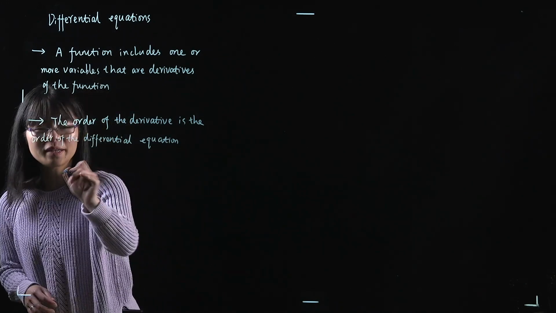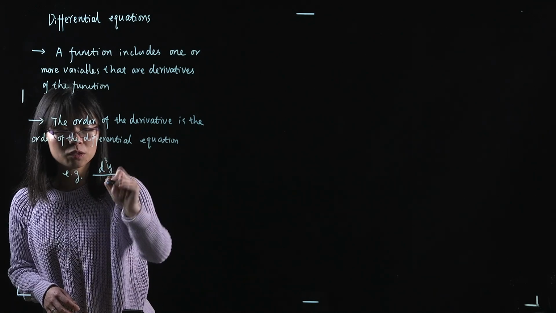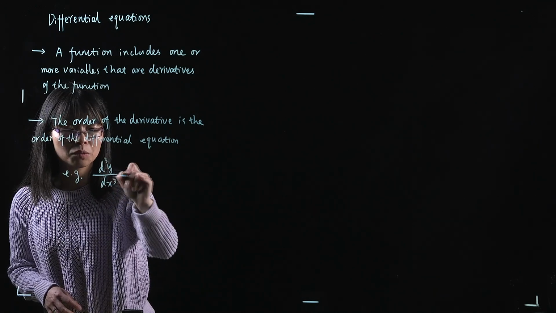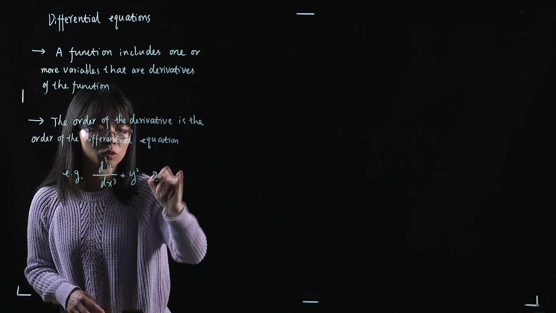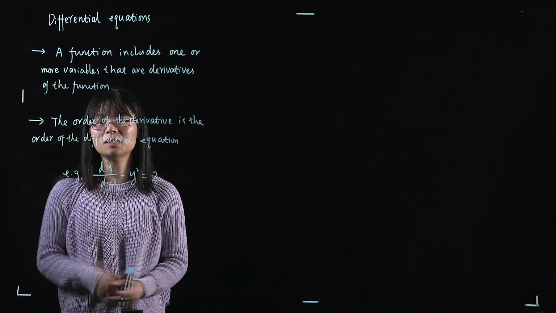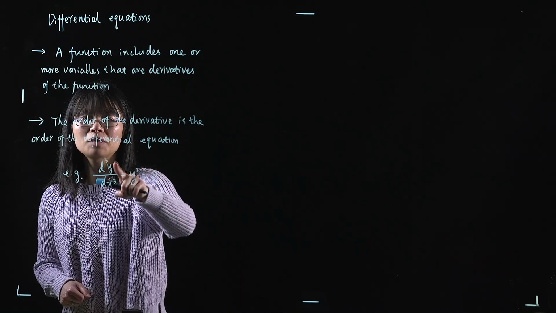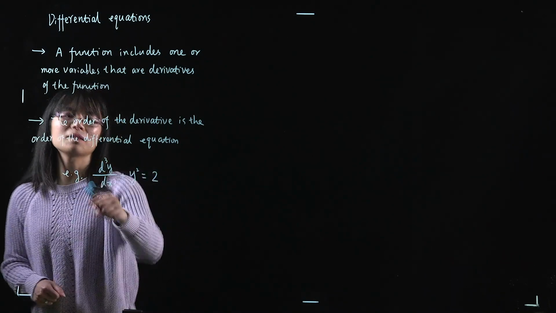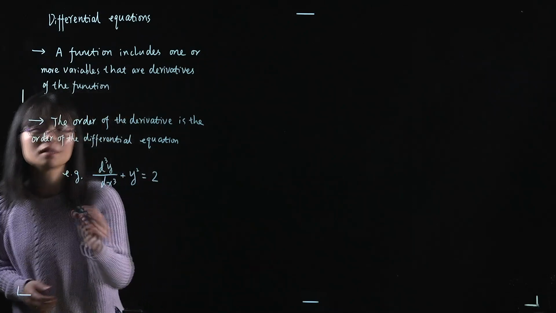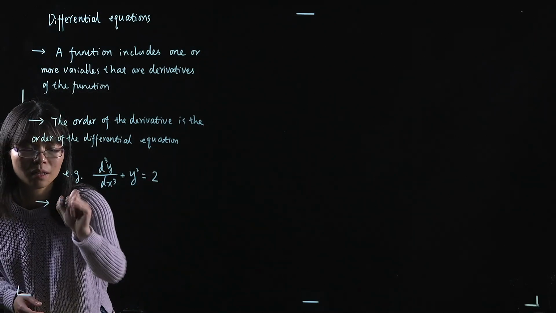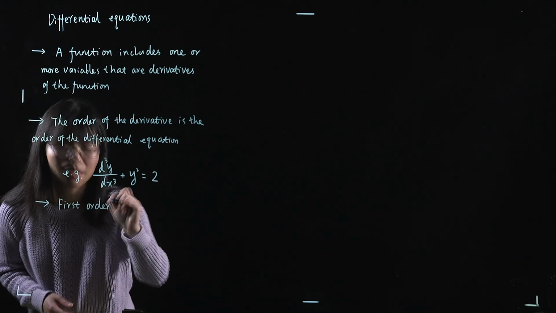Let me give you one example. If you have d cubed y over dx cubed plus y squared equals 2, what is the order of this differential equation? Because the derivative is third order, we say this is a third order differential equation. To solve this differential equation, let's start from the simple case by looking at a first order derivative. Let's see how to solve the problem.